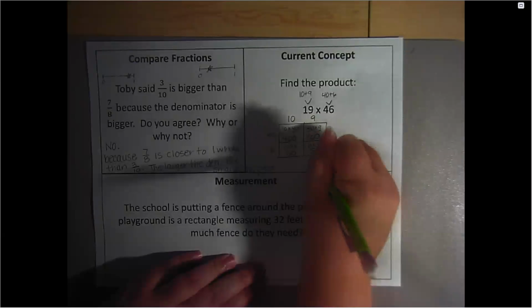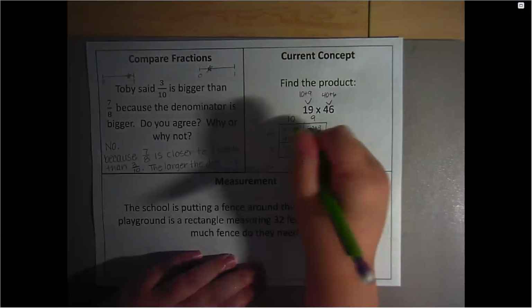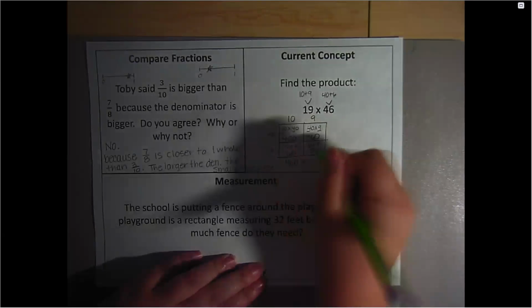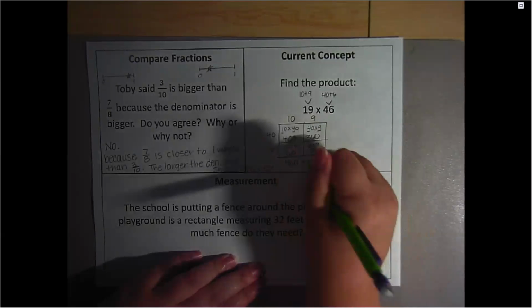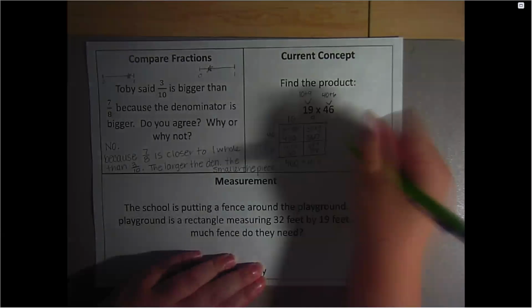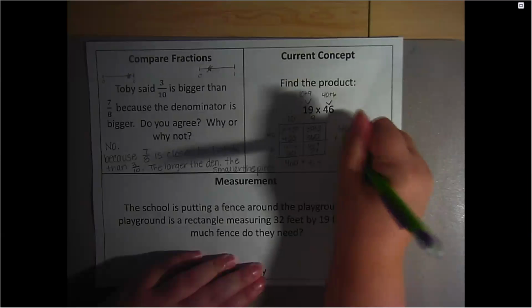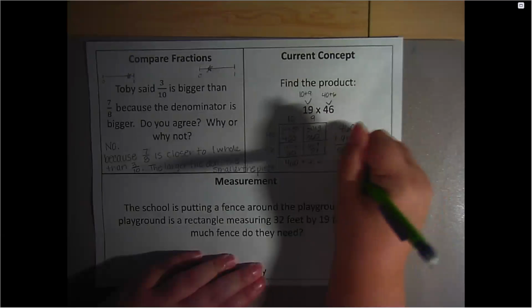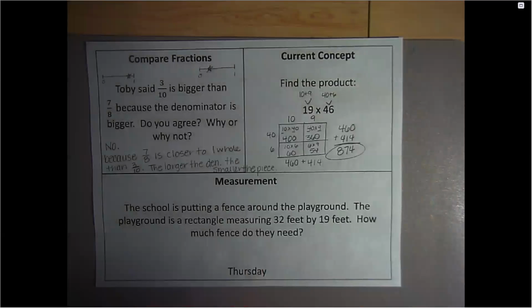When I put it together, I'm going to add up all these partial products. So I'm going to add my columns. So I got 460 right here. And then I'm going to add 360 plus 54, which is 414. So I'm going to add these two partial products together, which is 460 plus 414. And when I add it up, I get 874. Okay? And that is your answer for number 2.